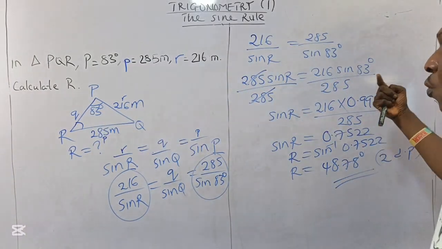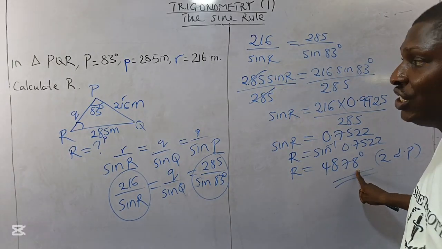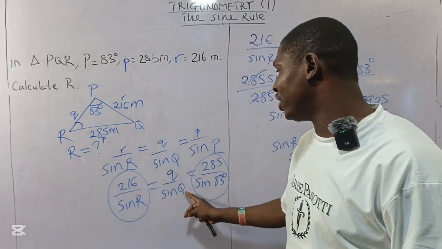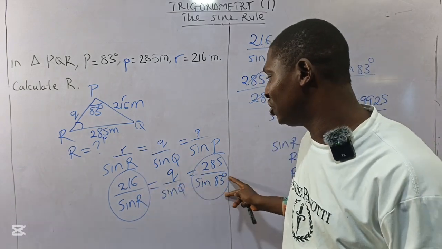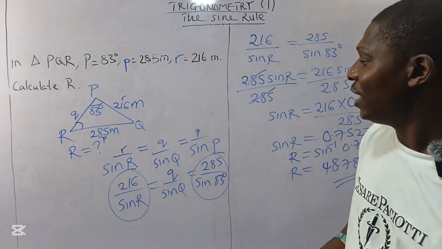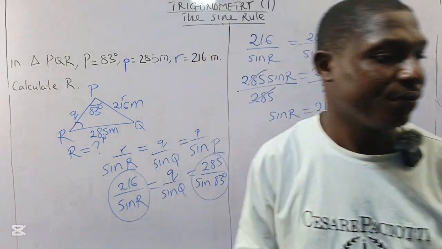You simply use 180 minus 83 minus your value of R, which is 48.78 degrees, and you get your Q. If you get your Q, you can therefore get your small letter q using any of these two other fractions. So this is the answer to this question. Thank you.